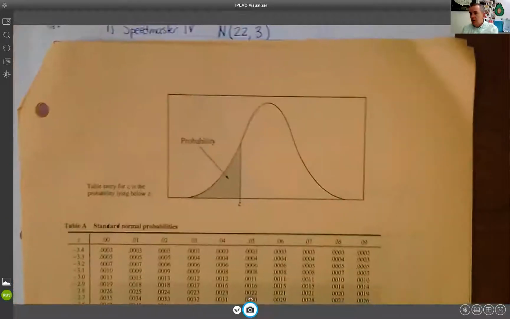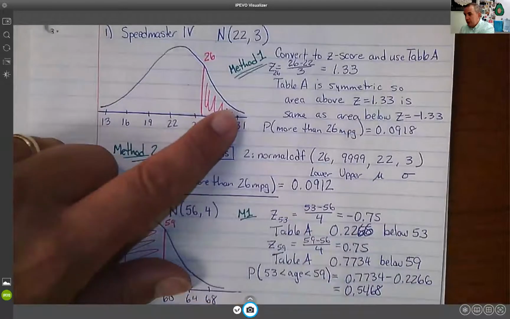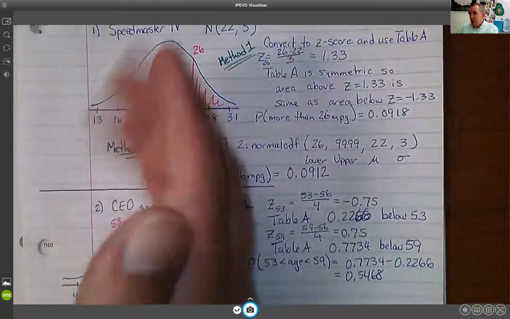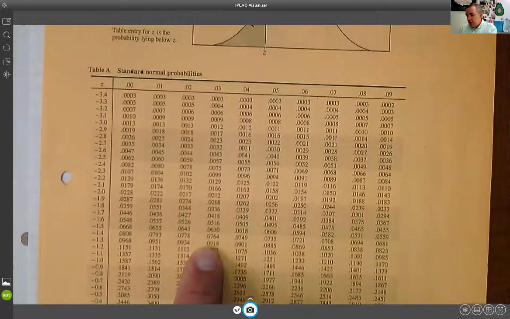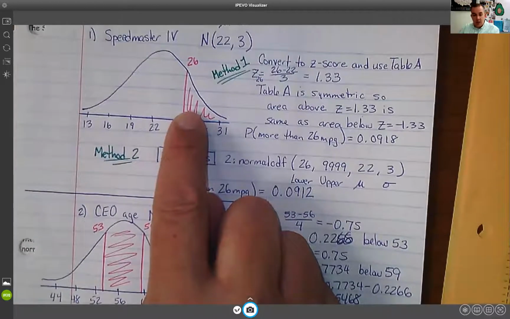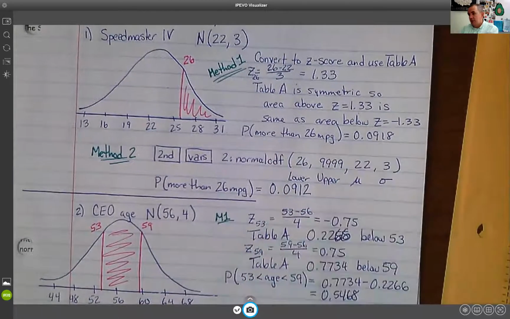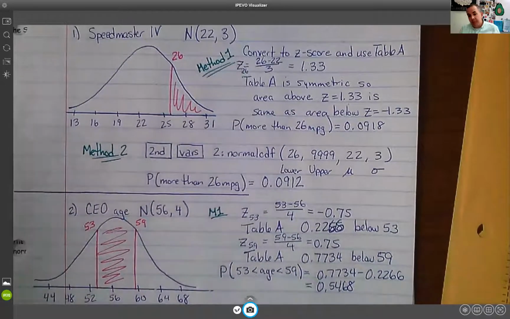Well, the good thing about the normal curve is that it is symmetric. So what it means is if I am greater than 26, with a z-score of 1.33, I can mirror it on the other side and look at a z-score of negative 1.33. So if we go down here to negative 1.3, trace our finger across to the 3 column, we find that the probability is 0.0918. Basically, the area under the curve here is a little under 10%, a little above 9%. So the probability of more than 26 miles a gallon is about 0.0918, and we want to go to 4 decimals on that. That's one way.